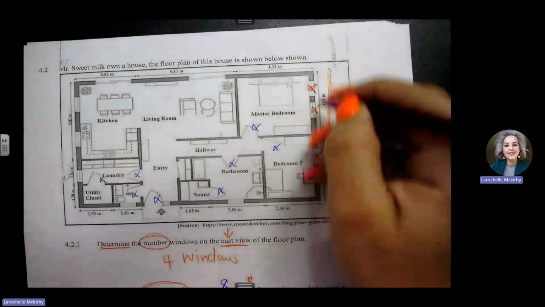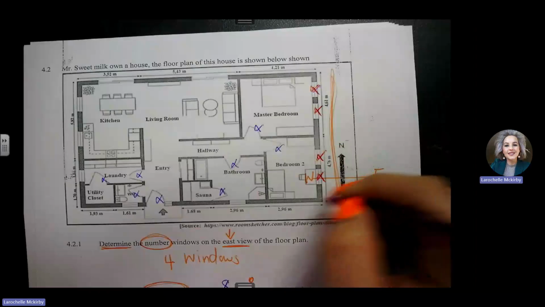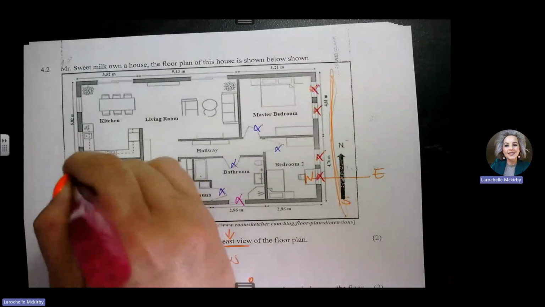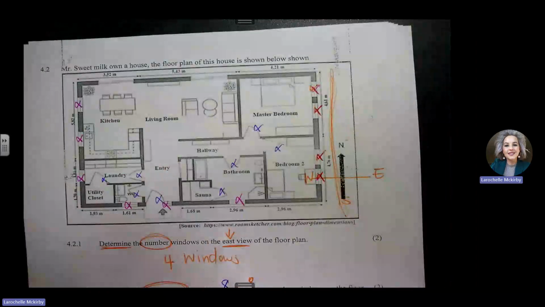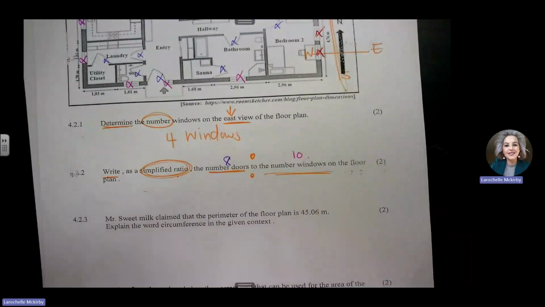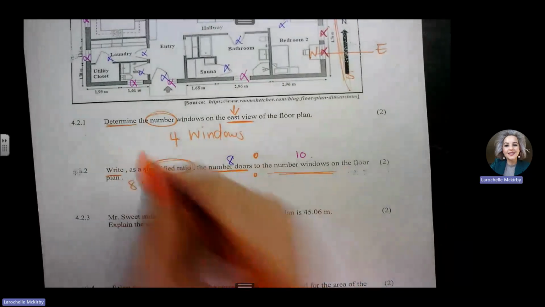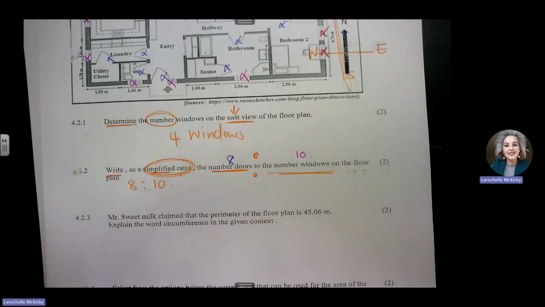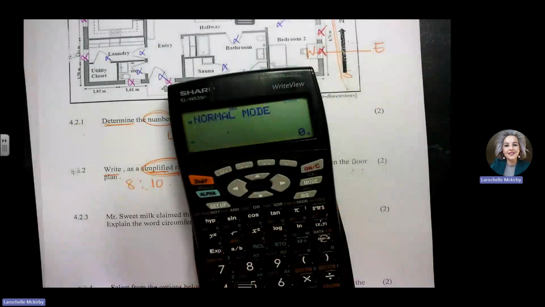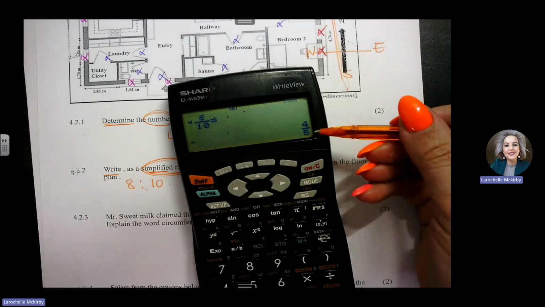Counting windows. 1, 2, 3, 4 windows, 5, 6, 7, 8, 9, 10 windows. Do I count any more windows? No. Okay, there we go. 8 doors, 10 windows. So in that order, we say 8 to 10. But now they're asking me for a simplified ratio. With a simplified ratio, I only go to my calculator and I say 8 over 10. And this is a calculator trick to get it as a simplified ratio. So the simplified ratio is 4 to 5.